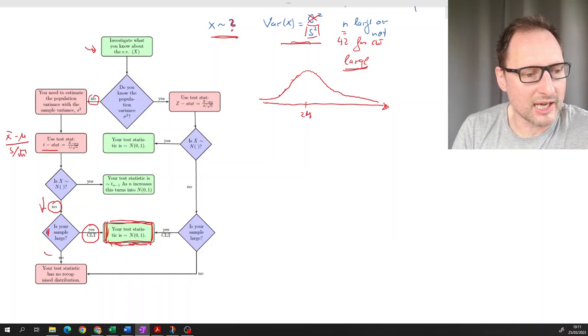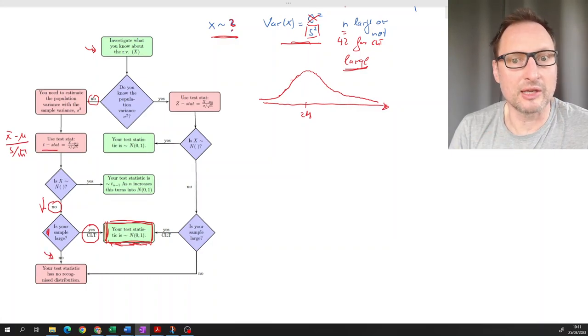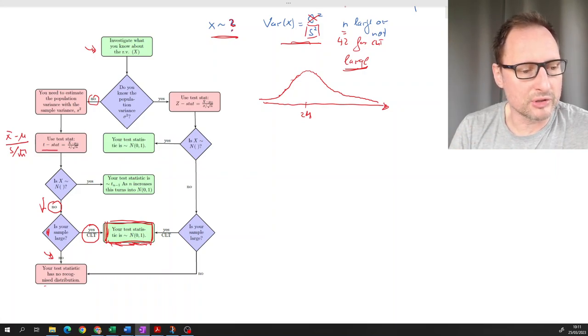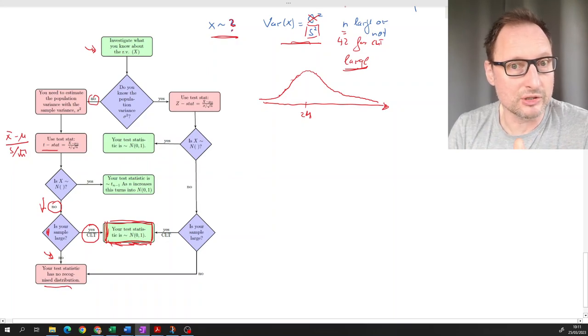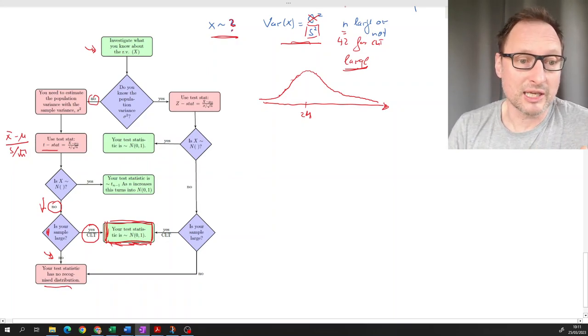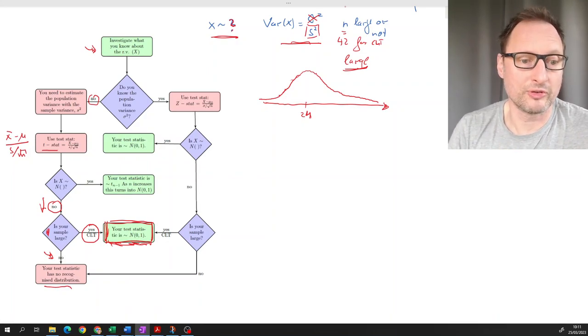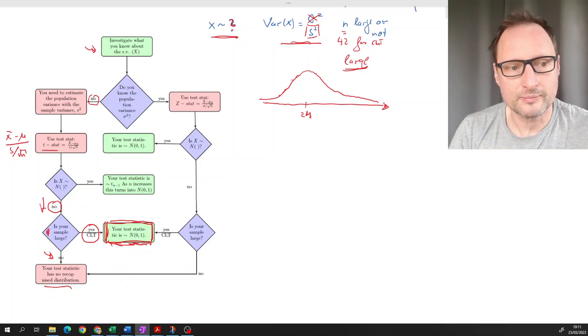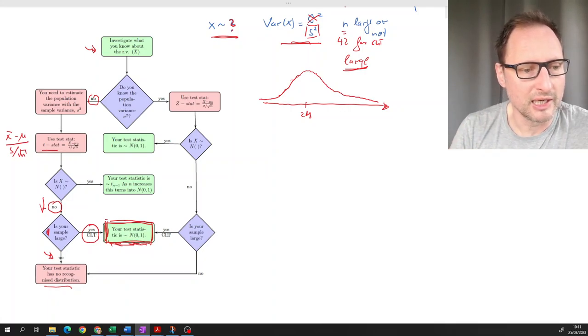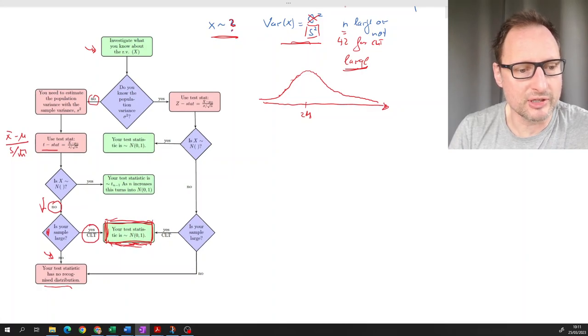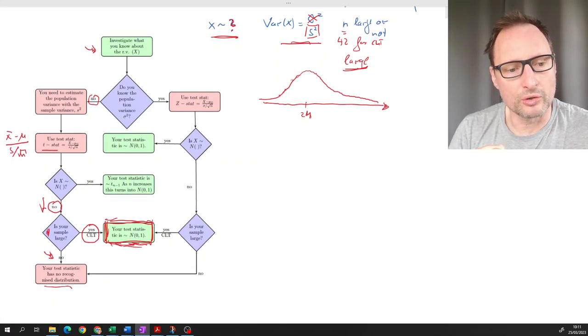If here we had decided no, let's say we had a sample of 10 only, then we would have to conclude that our test statistic doesn't have a recognized distribution. And that means with the techniques we learn here, we cannot perform inference. Okay, but here, fortunately, enough students turned up to my class and we can go to this N(0,1).